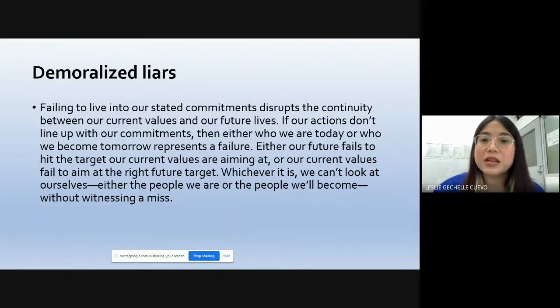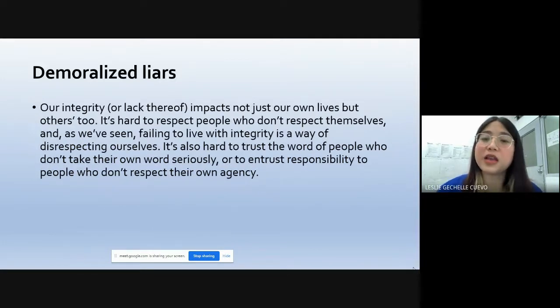Kaya hindi siya maganda. Failing to live into our stated commitments, kapag may sinabi tayong, eto yung gagawin natin kapag hindi natin ginawa yun, disrupts the continuity between our current values and our future lives. If our actions don't line up with our commitments, then either who we are today or who we become tomorrow represents a failure. Either our future fails to hit the target our current values are aiming at, or our current values fail to aim at the right future target. Whichever it is, we can't look at ourselves, either the people we are or the people we will become, without witnessing a miss. So our integrity or lack thereof impacts not just our own lives, but others too.